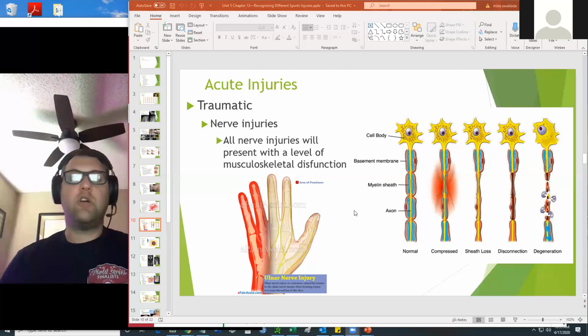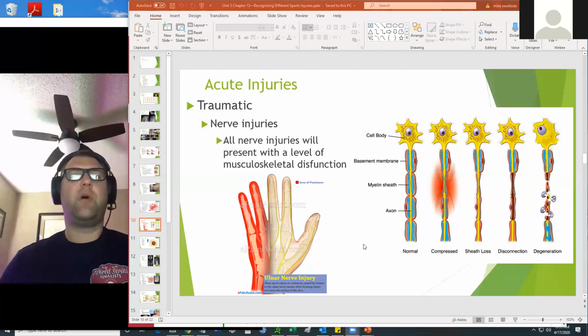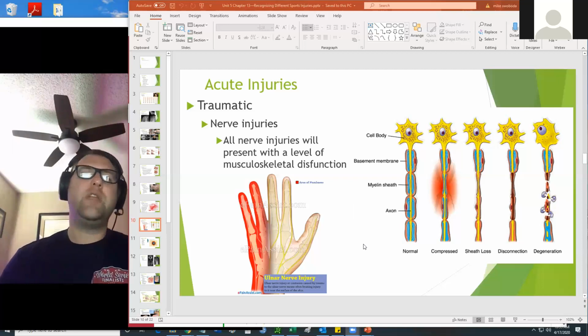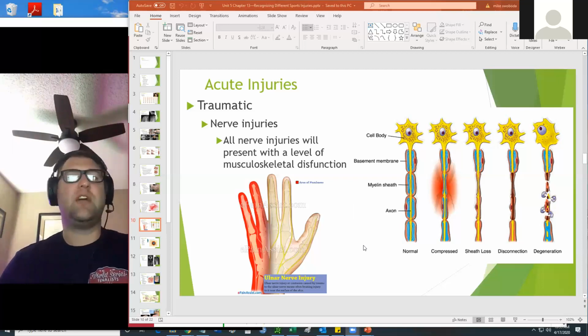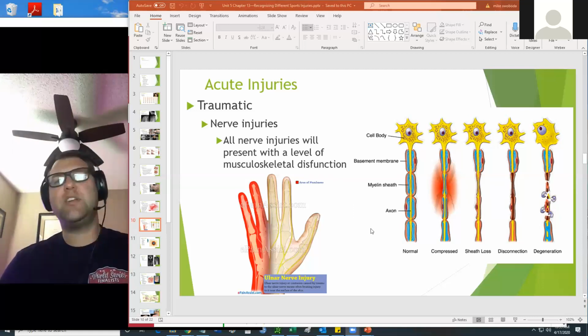So ulnar nerve injuries are probably the most common nerve injury you would see in a non-football environment, but it's usually restricted to, say, baseball players or overhand-throwing softball players. Occasionally you would see it in football quarterbacks, but again, that's also rare.